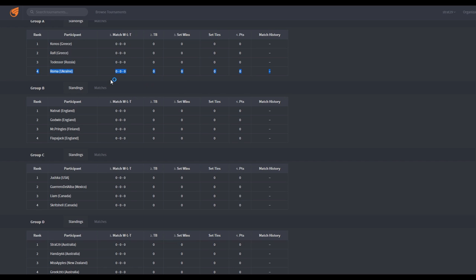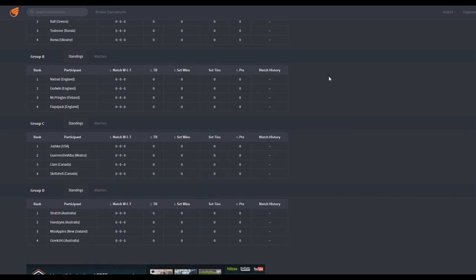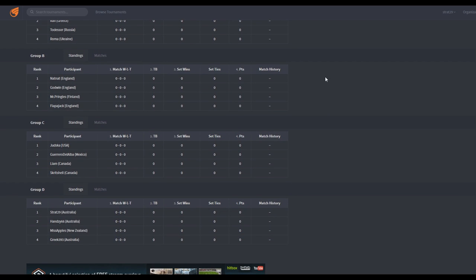So I don't see Rafi and Roma progressing, but Tedessa, I think, is the one to progress. Konos may have a slight chance. Down to Group B, we've got lots of English folk. We got Nat.